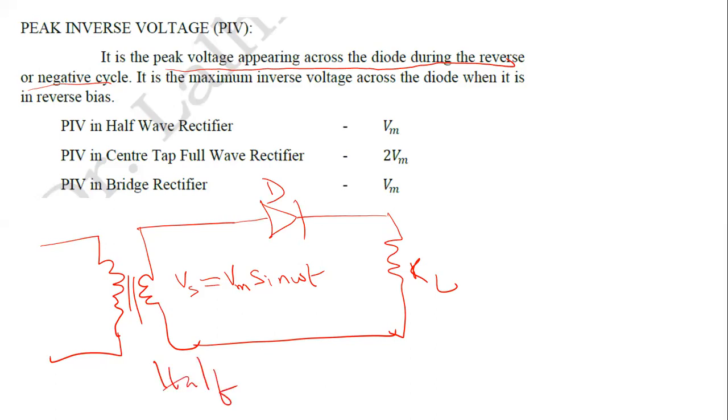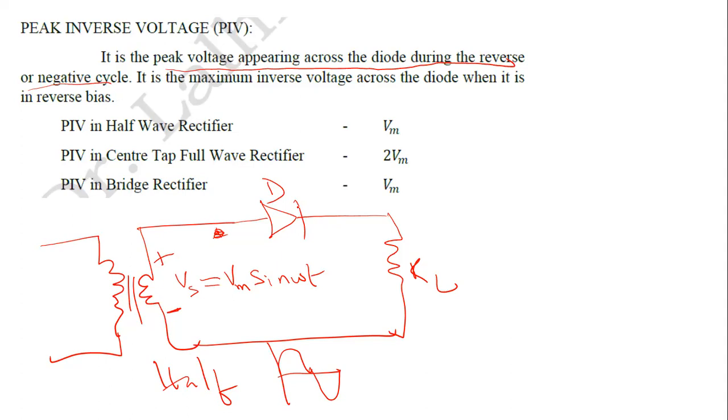During the positive cycle, this diode is under forward bias and current can pass through it. Now, during the negative cycle of the input signal, the polarity of the secondary coil will be something like this, and this diode will be under reverse bias. So under reverse bias, the diode D1 cannot conduct any current.